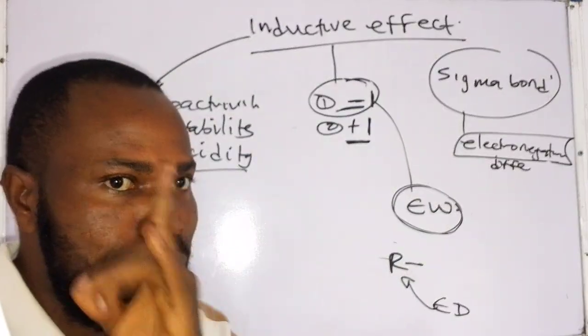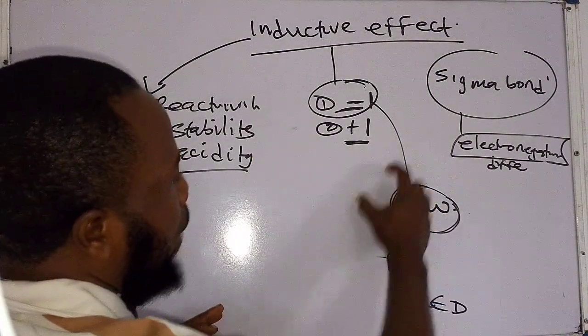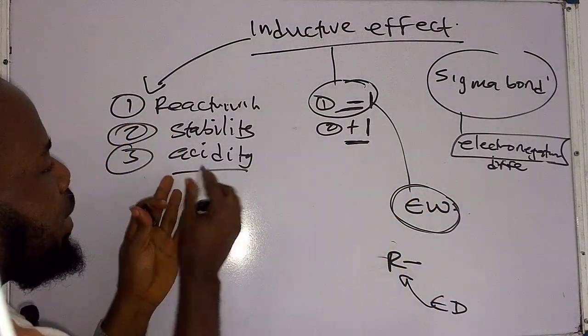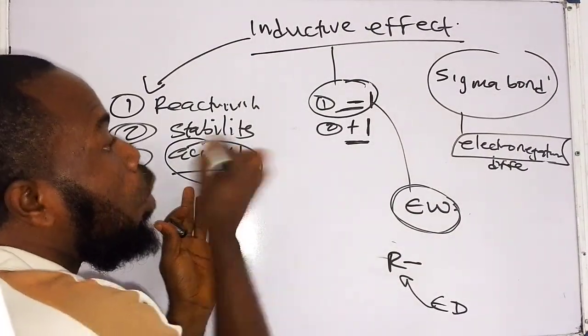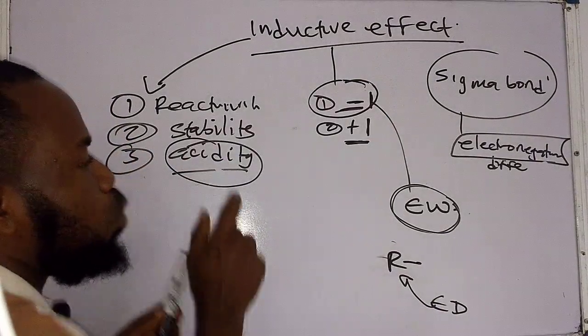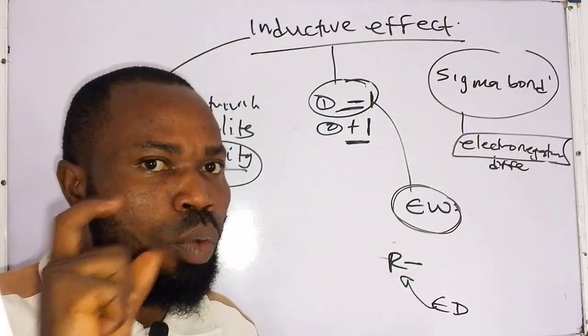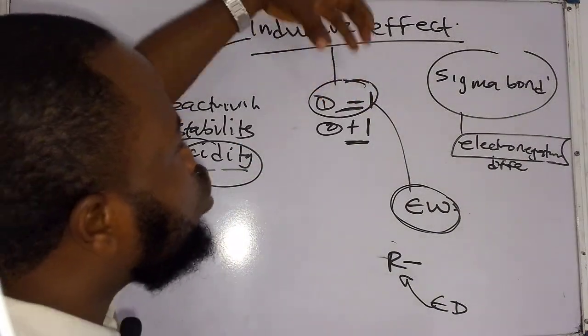Now, please be very, very careful: electron withdrawing compounds tend to increase the acidity of the compound. So it makes the compound more acidic. That is how the inductive effect gets to affect the acidity of a particular compound.